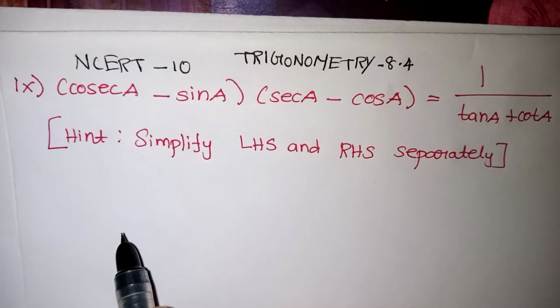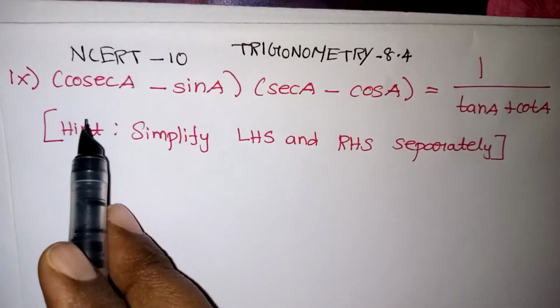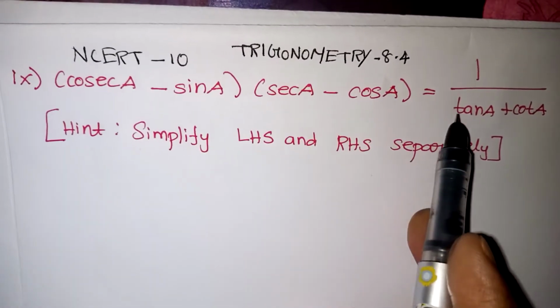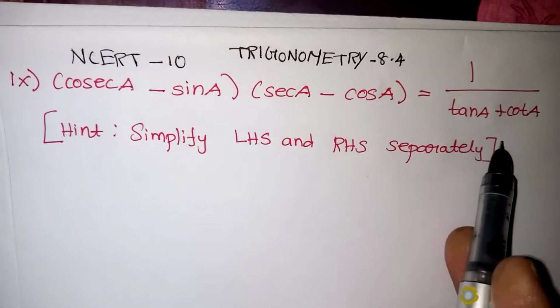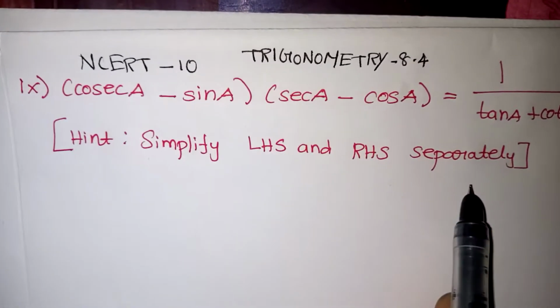Hi students, in this video we are going to learn question number 9 from exercise number 8.4. This is our given question: (cosecant A minus sin A) into (secant A minus cos A) is equal to 1 by (tan A plus cot A). They have given the hint to us: simplify LHS and RHS separately.